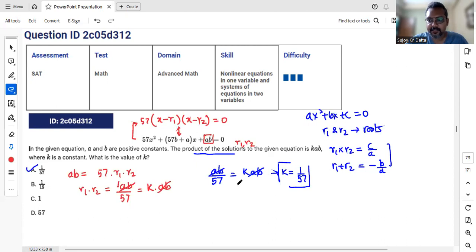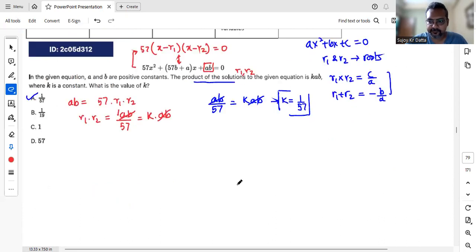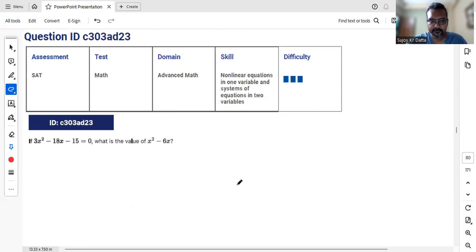All right, let's go on to the next question. Here they are saying that 3x squared minus 18x minus 15 is 0, and they're asking you the value of something. It is up to you to notice that 3x squared minus 18x is just thrice this. So we can take out the 3 common, write x squared minus 6x, and say that it's equal to 15. So 15 goes that side. Just divide by 3, you have the answer.